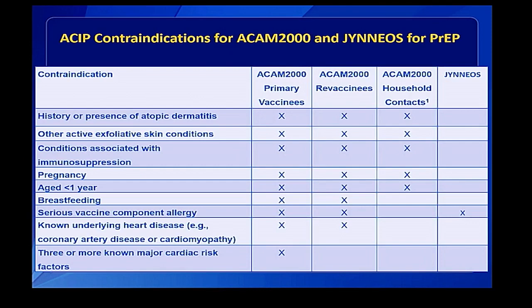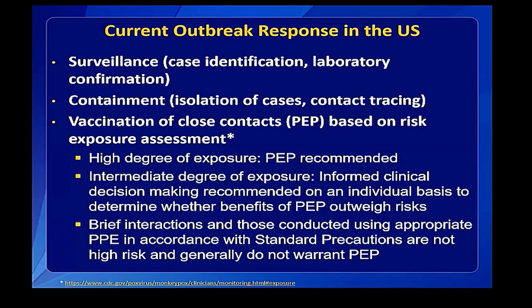With respect to contraindications for ACAM2000 and JYNNEOS for pre-exposure prophylaxis, there are a number of contraindications for ACAM2000 in both the primary vaccinees as well as household contacts, based on populations known to be at high risk for adverse events. In contrast, JYNNEOS carries a contraindication for individuals who have a serious vaccine component allergy.